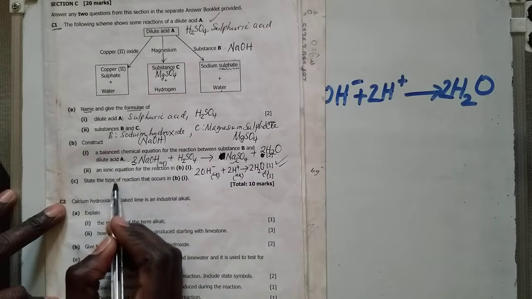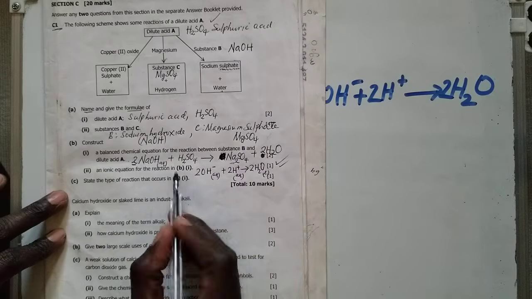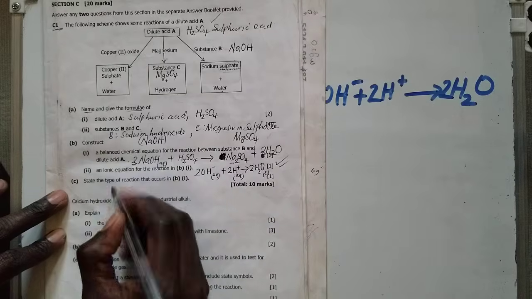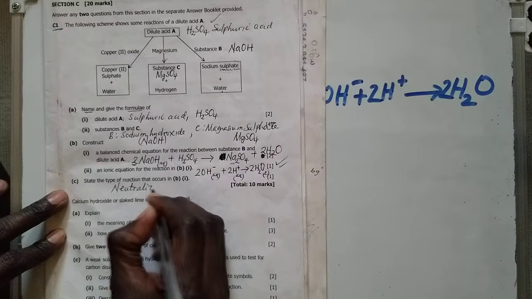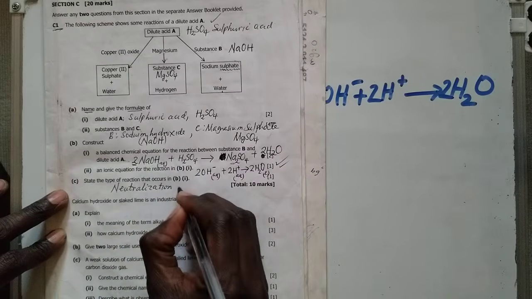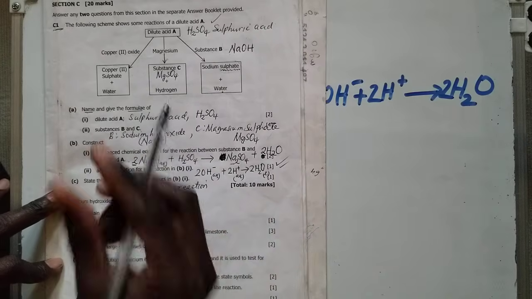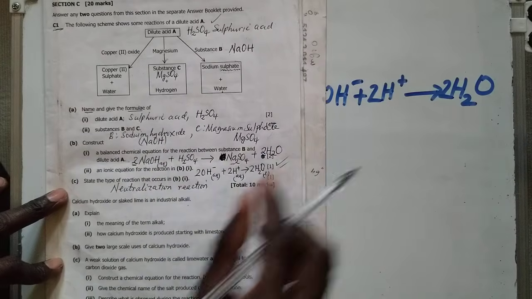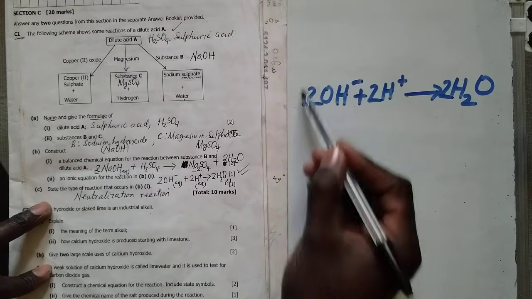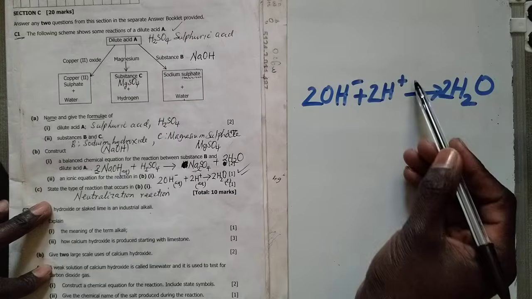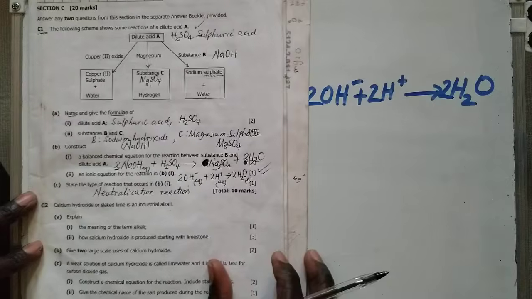Then C says state the type of reaction that occurs in B1. So what type of reaction occurs in B1 here? This is simply a reaction we call a neutralization. So this is a neutralization reaction. So a neutralization reaction is a reaction where an acid and a base react to produce a salt and water. In essence, it's the hydroxide ions from the base reacting with the hydrogen ions from the acid to produce water. No wonder we call it a neutralization reaction.